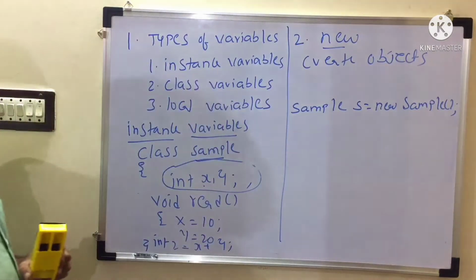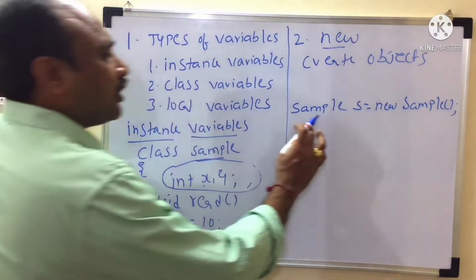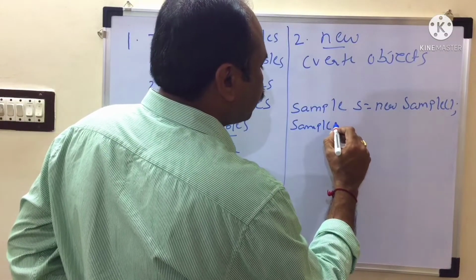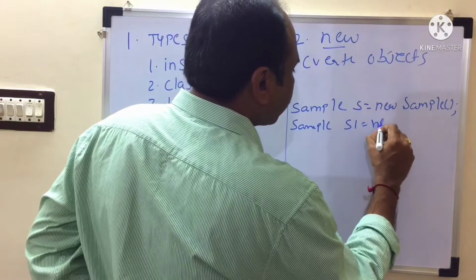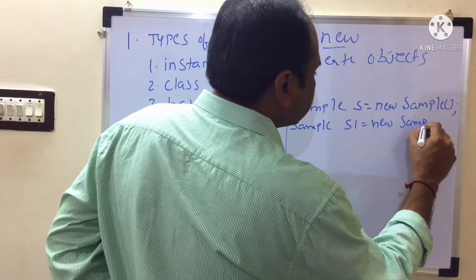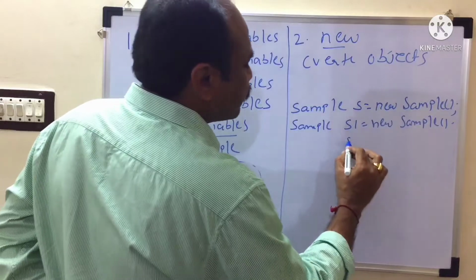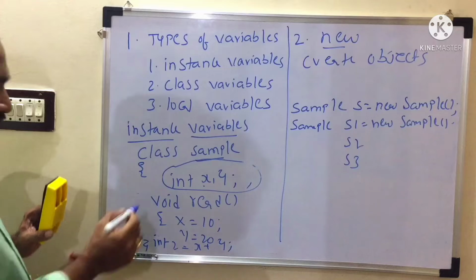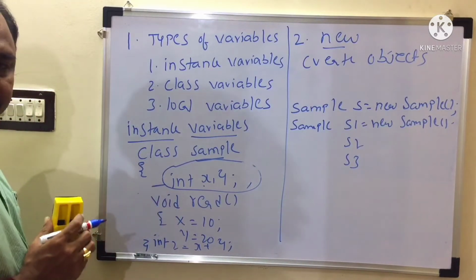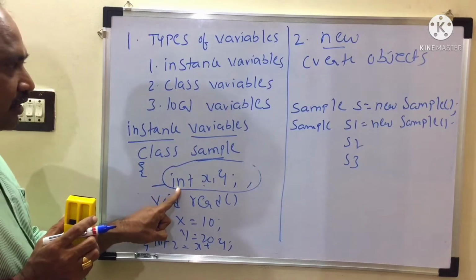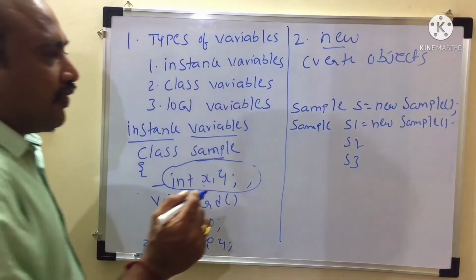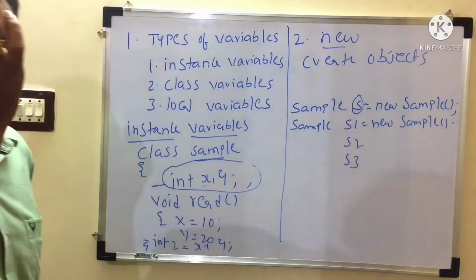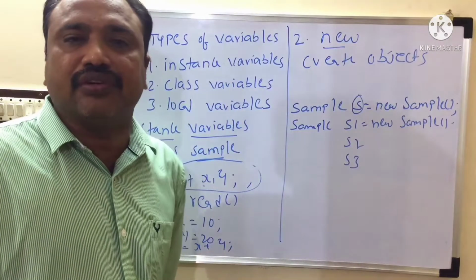Sir, how many objects can I create? Any number of objects. I can create sample s equal to new sample, one more sample s1 equal to new sample, sample s2 equal to new sample, sample s3 equal to new sample. I can create any number of objects. If you declare data inside a class like this, these are referred to as instance variables. The other name of object is instance. An object is an instance of a class.